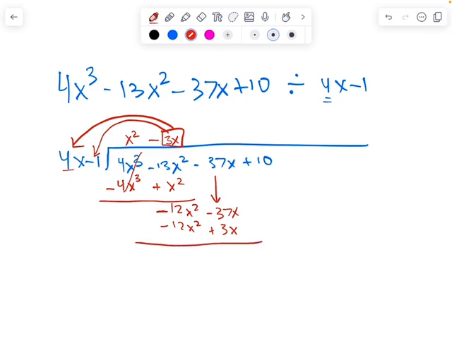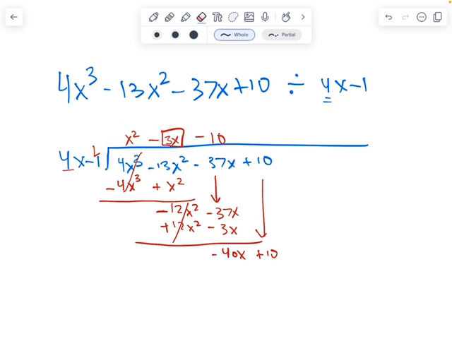Now subtracting, again, subtracting is flipping the signs and adding. So we're going to flip the signs, and that cancels. Now we get negative 40x. We're going to bring down the 10, and so I'm going to put a negative 10. And just check and see if negative 10 was the right one.